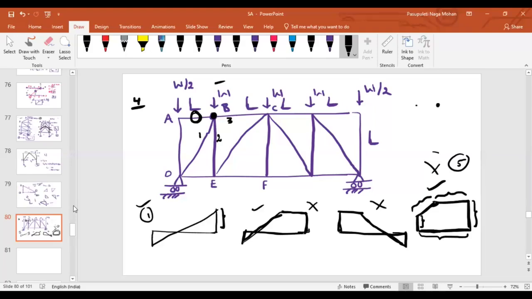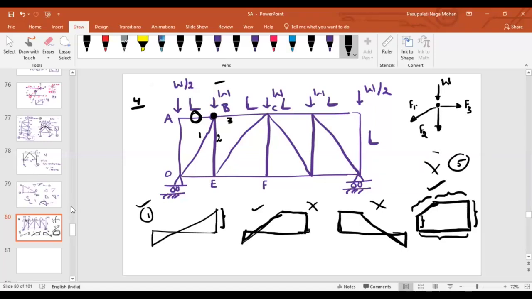If I talk about joint B, this is my member force 1. This I can say is my member force 2. And this I can say is my member force 3. And this is my applied force W, isn't it? Even though AB is connected, it is a 0 member force. That's why I'm not representing it.